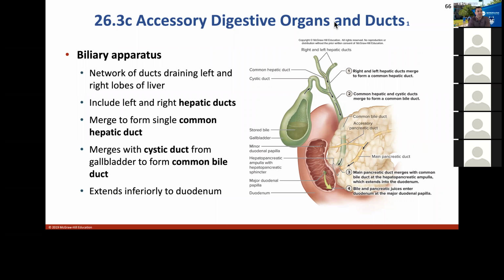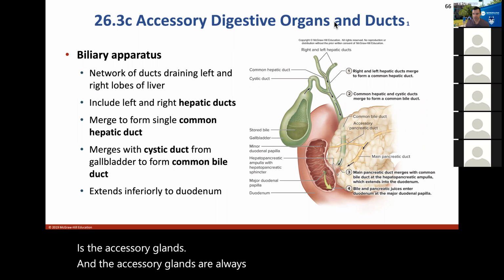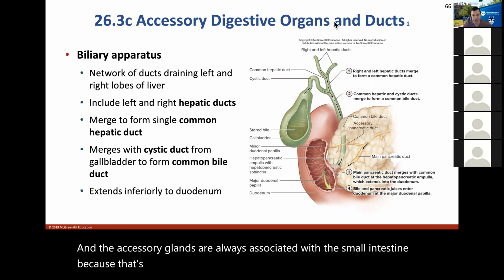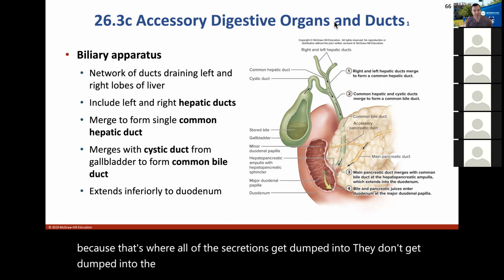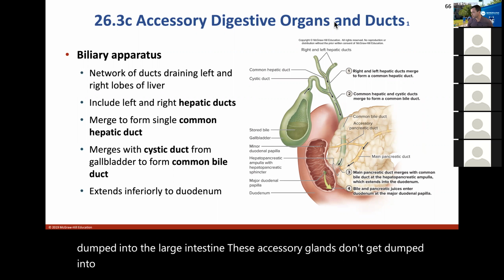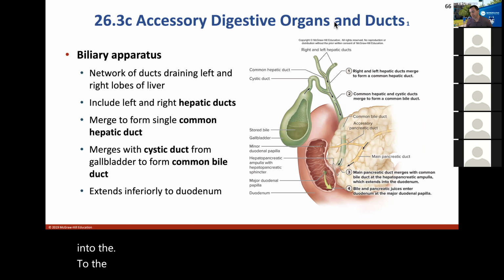The last part here is the accessory glands. The accessory glands are always associated with the small intestine because that's where all of the secretions get dumped into. They don't get dumped into the large intestine. They don't get dumped into the stomach. They all get dumped into the small intestine.